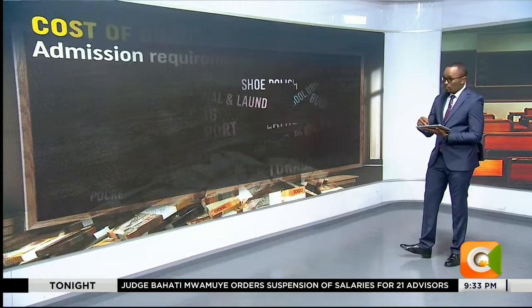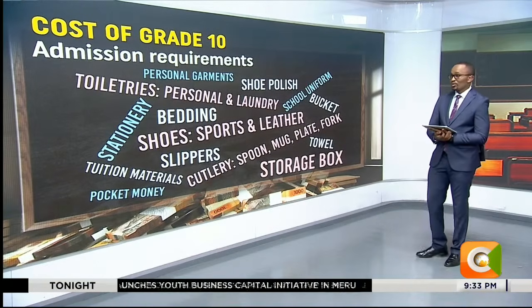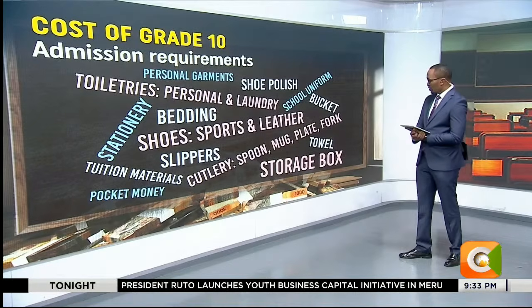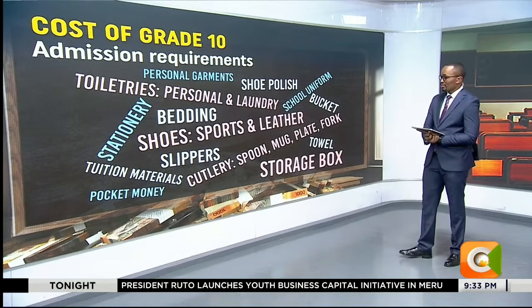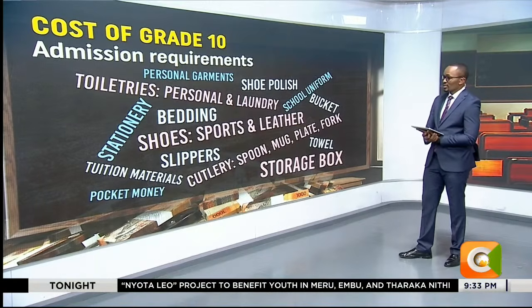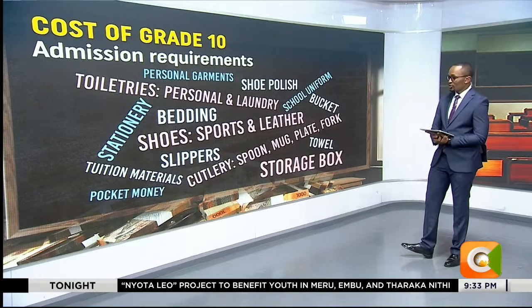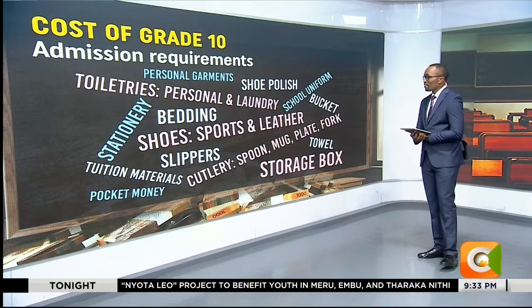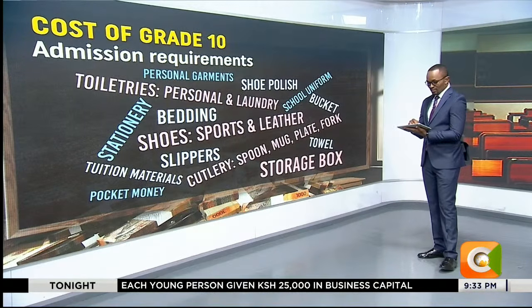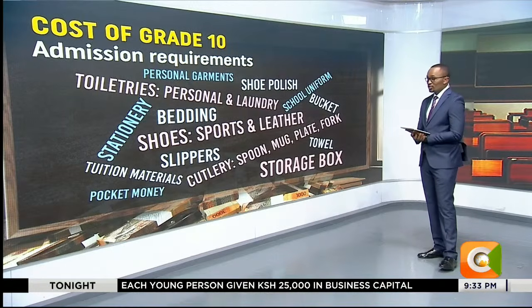What else do we know of as you join, especially a boarding institution? You require the storage box, you require towels, you require slippers, shoes both for sports and for the leather shoes. There will be stationery that may be required, tuition materials, pocket money obviously, and personal garments, shoe polish. These are some of the things that parents are having to deal with, especially when they're explaining that they cannot afford to join the institution.